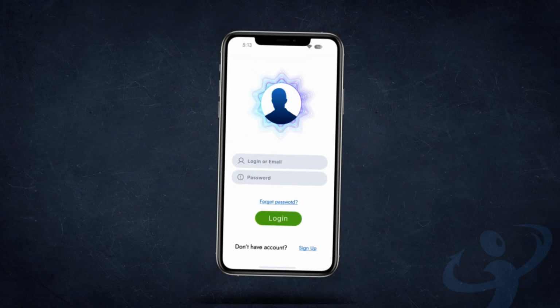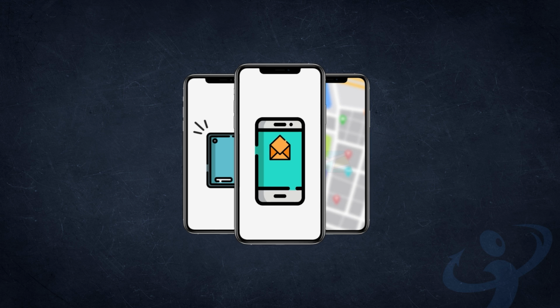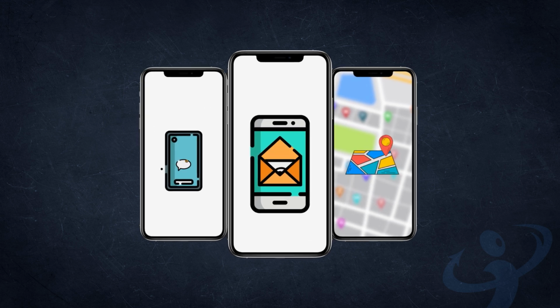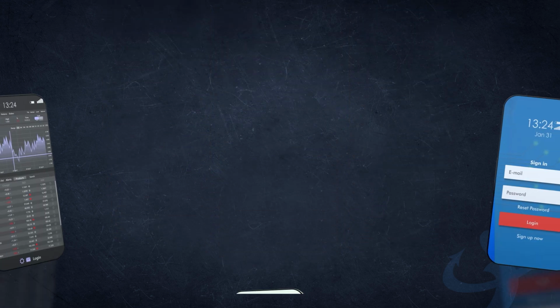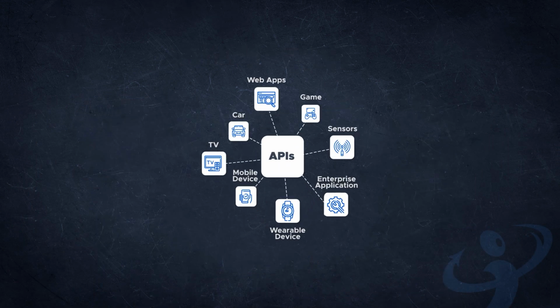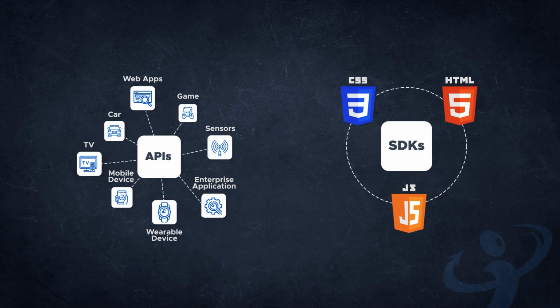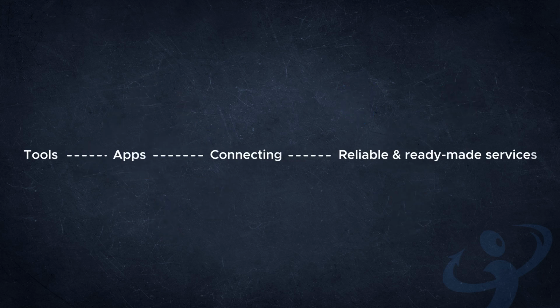Modern apps are more advanced than ever. They handle tasks like processing payments, sending notifications, and displaying maps, and that's just the start. Building all these features from scratch would take years, which is why APIs and SDKs are essential. These tools allow apps to work smoothly by connecting with reliable, ready-made services.